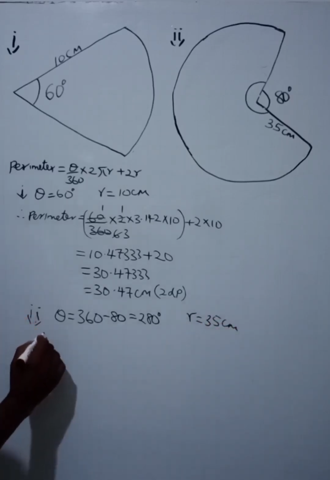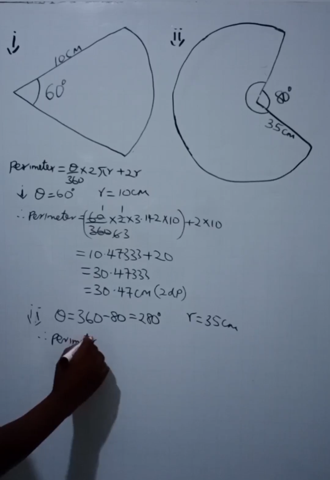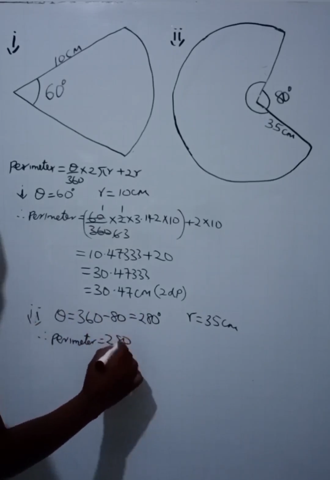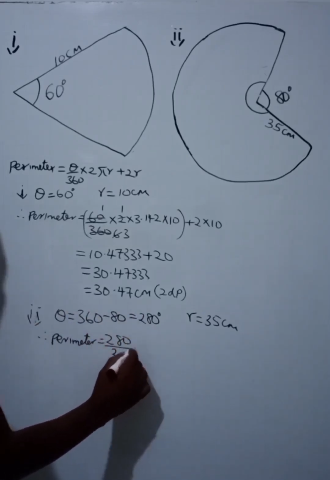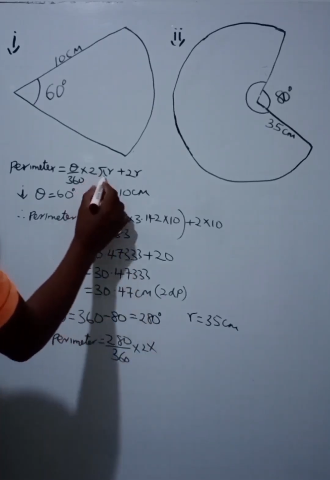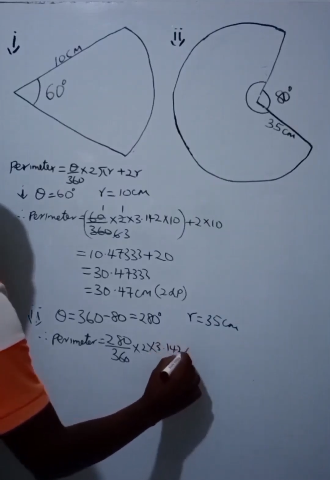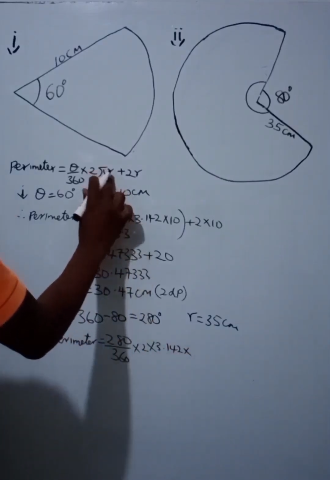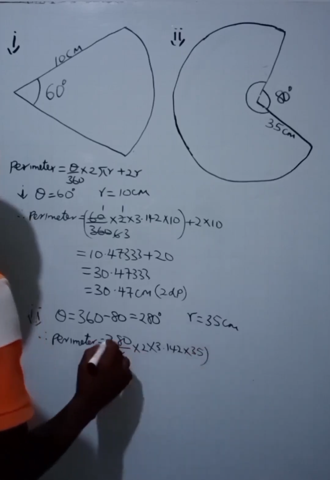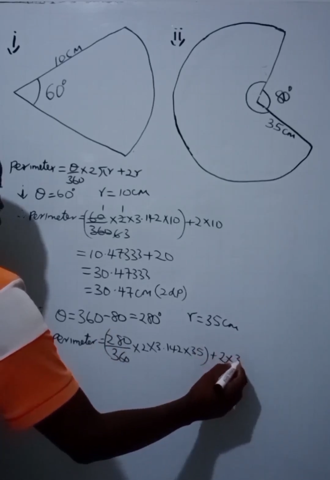So we can say, therefore, perimeter will be equal to, our theta is 280 over 360 times 2 times pi. Our pi is 3.142, times our radius. Our radius is 35. Then plus 2 times the radius, which is 35.